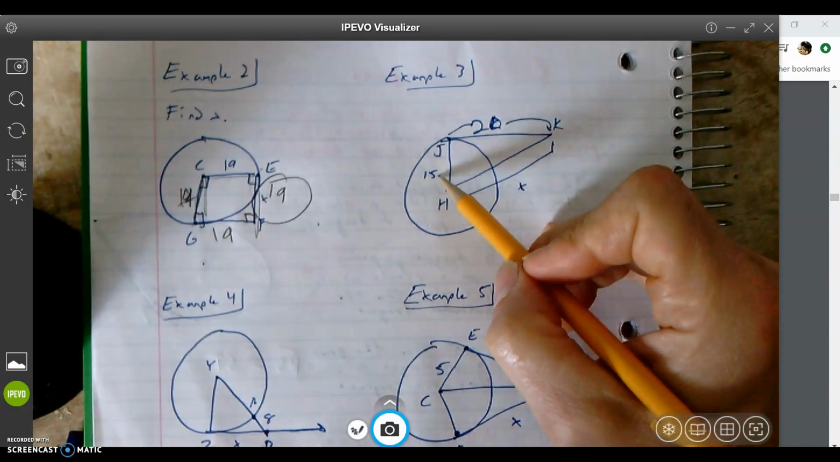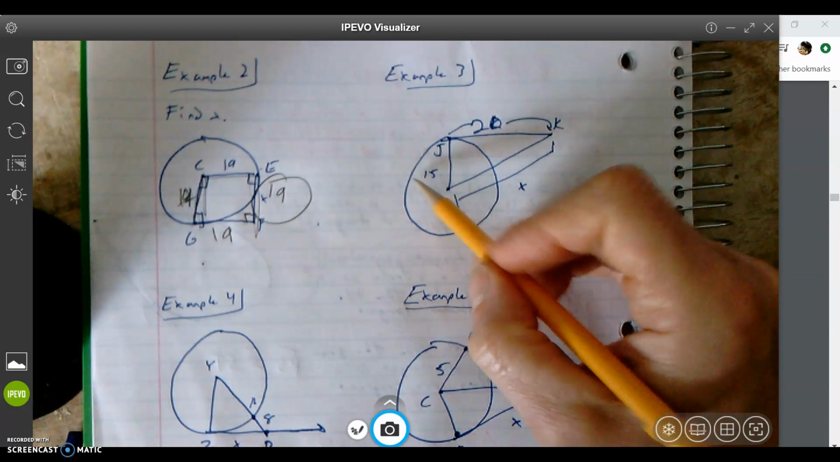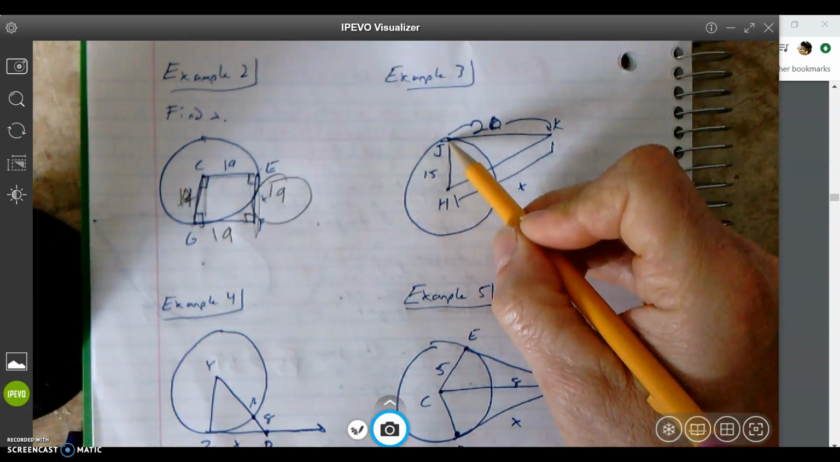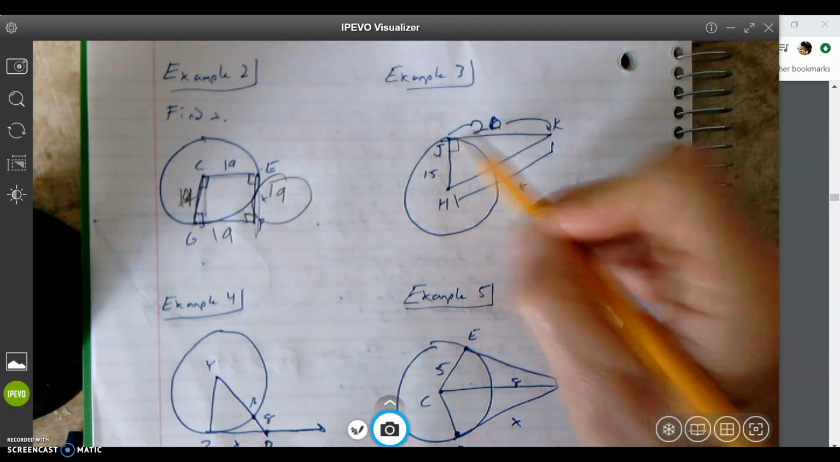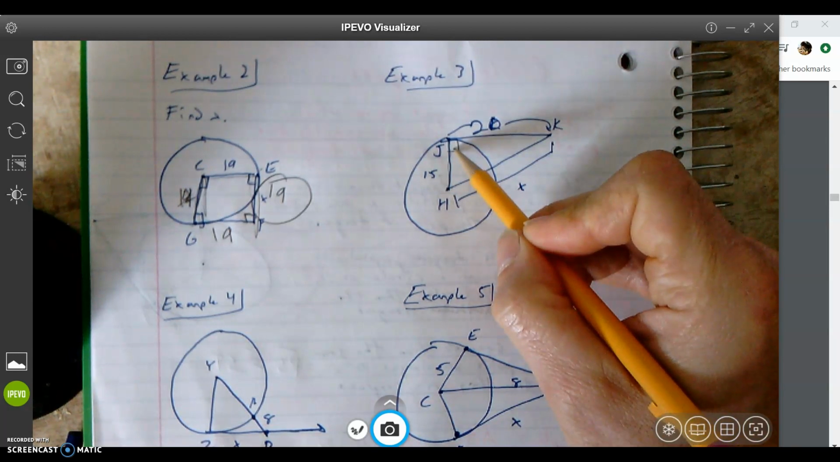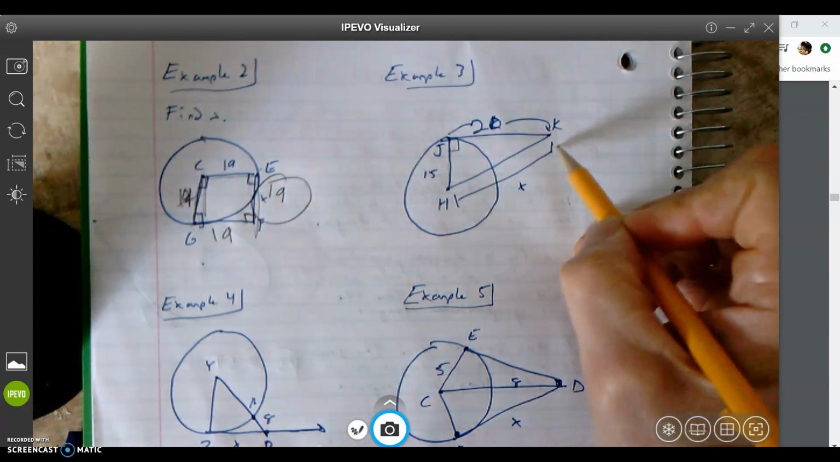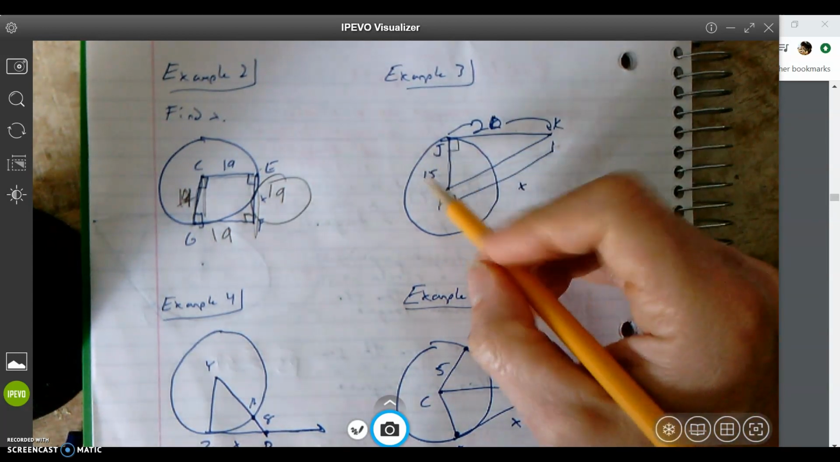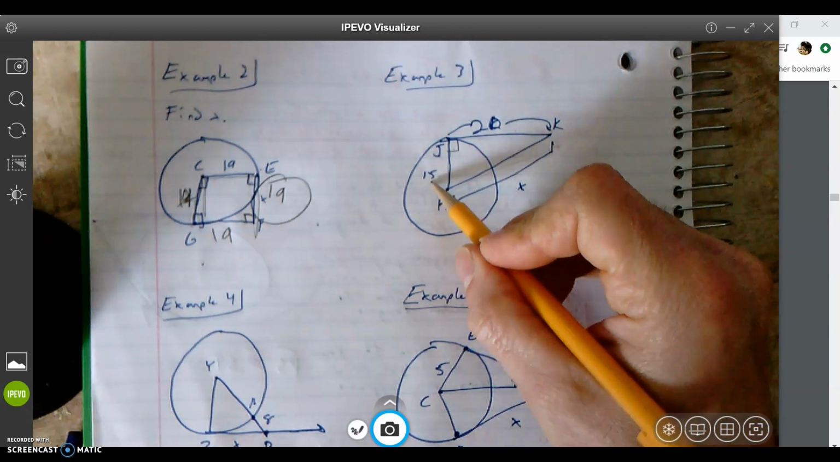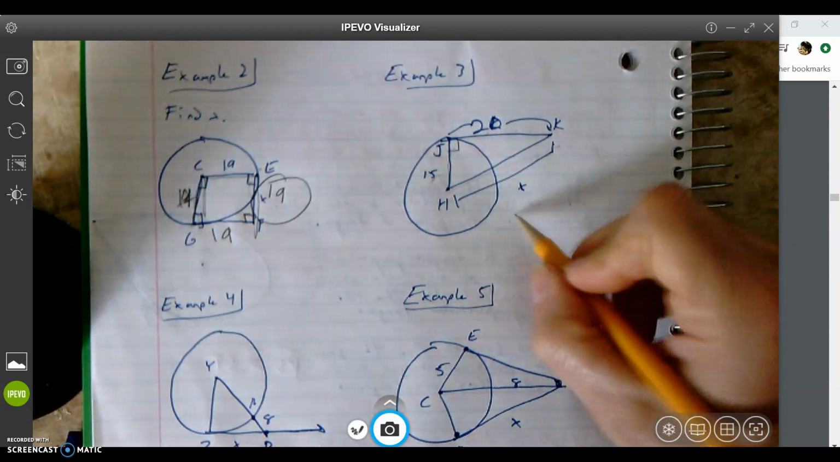Example 3. You see we have 15 and 20. And it said in the directions we're going to assume that these points are tangent. So that means they have a right angle right here. So this is going to be my hypotenuse. This is another one where you'd use Pythagorean theorem. 15 squared plus 20 squared equals x squared. Let's see what we get.